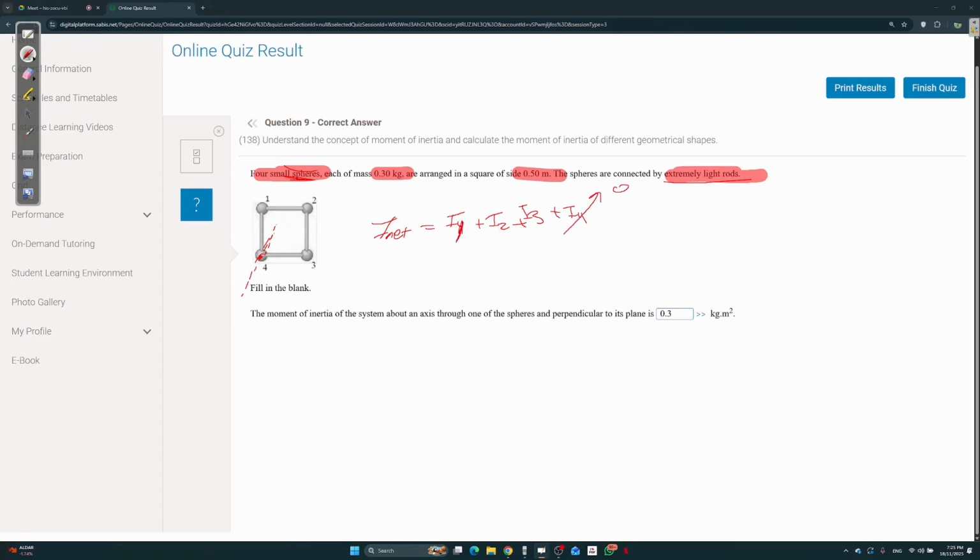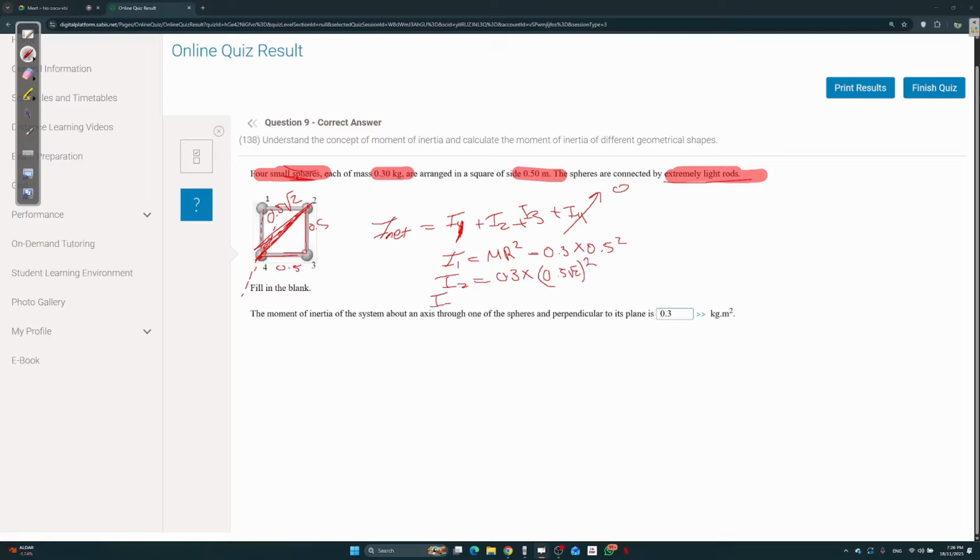So we just do I1 plus I2 plus I3. What's I1? Like I told you, it's mr squared. So it's going to be the mass, 0.3, times the distance. 1 is up here, the distance between it is 0.5, so times 0.5 squared, right? Then I2 is up here. The mass of it is 0.3 times the distance, which is not 0.5. The distance between 4 and 2 is not 0.5. This is the diagonal, so you need to use the Pythagorean theorem. If this is 0.5 and this is 0.5, you're going to get that this distance is 0.5 radical 2. So times 0.5 radical 2 squared.